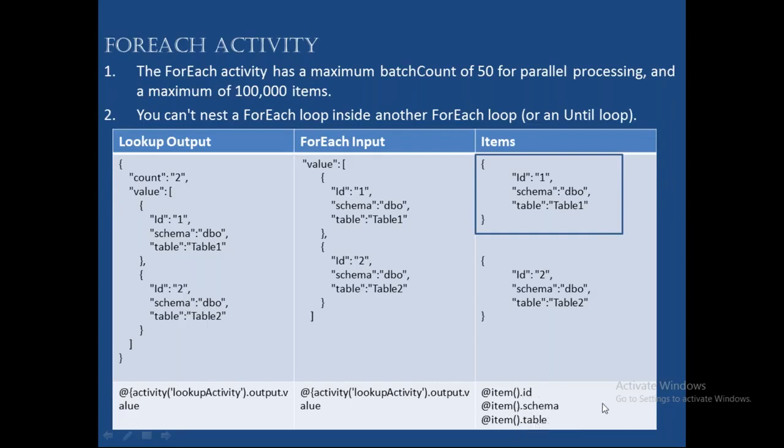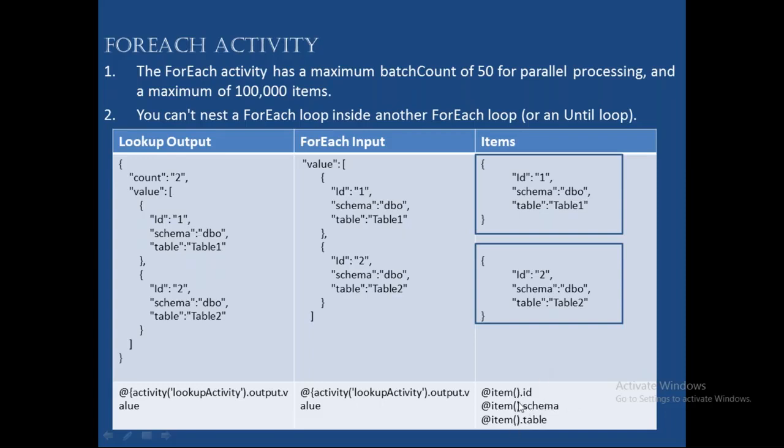@item.table, when I ask, what is the name I will get? What is the result? Table 1. Very good. So I will get table 1. Now, when I came to this particular item, I will use the same @item.table. So what is my value? Table 2. Remember, table 2, meaning you are not going to change this particular dynamic content.